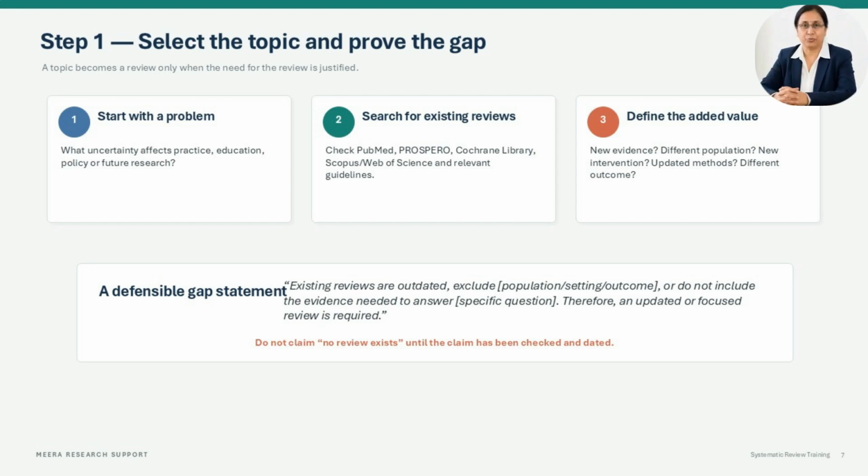A new review may be justified because the previous review is outdated, used a different population, omitted an important outcome, excluded relevant study designs, or used weaker methods. Students should avoid vague statements such as very few studies are available without showing how that conclusion was reached.